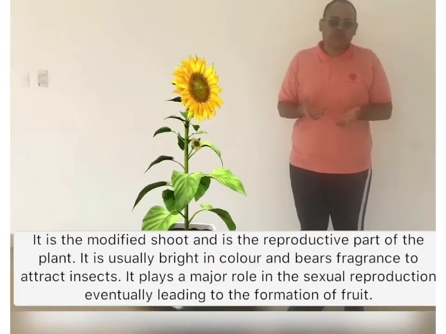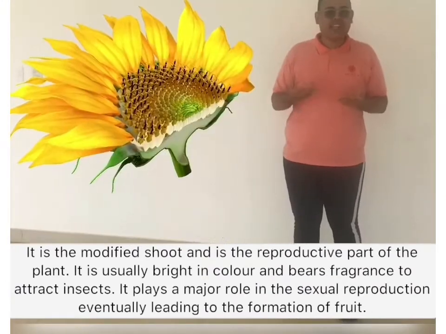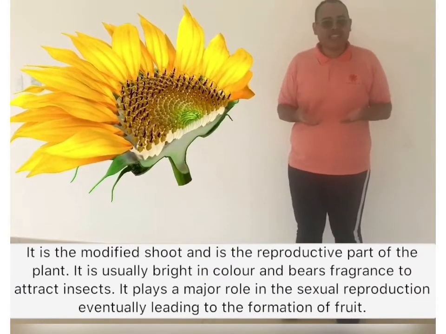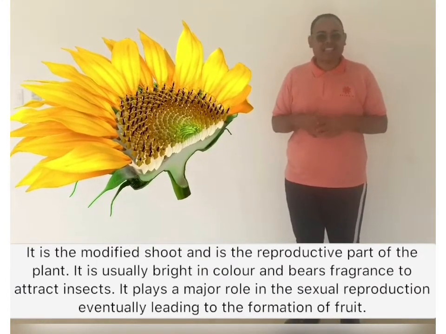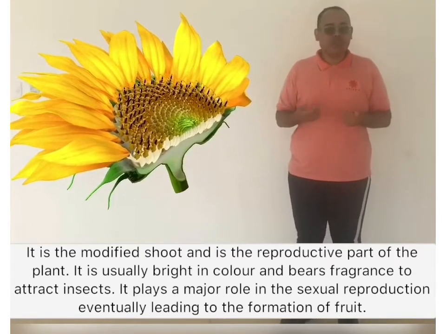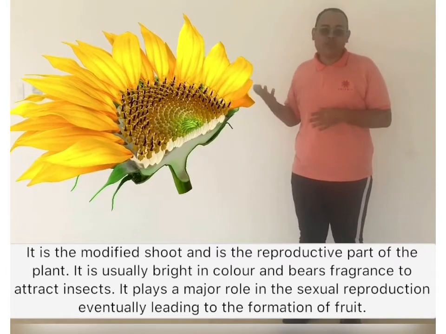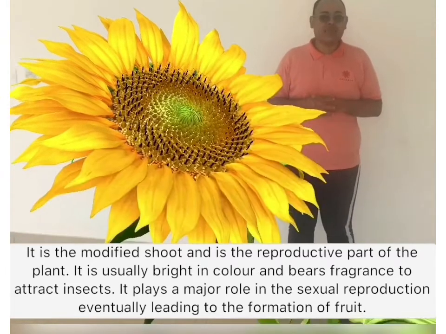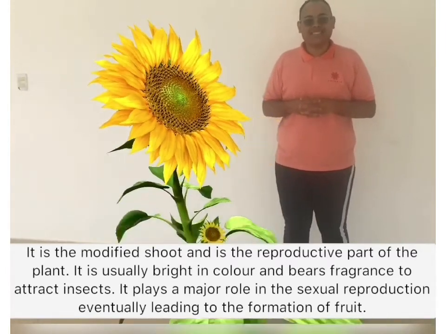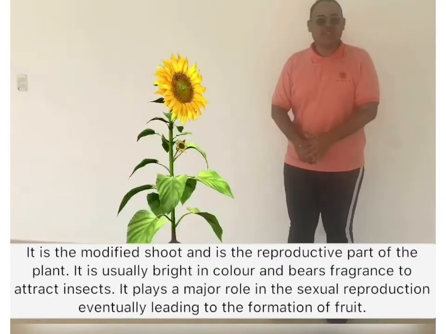This is the most beautiful part of the plant, isn't it? The flower is the reproductive part of the plant. It has bright colors and good perfume to attract pollinators. This way the plant can reproduce by making seeds with fruits. So these are the parts of the plant.